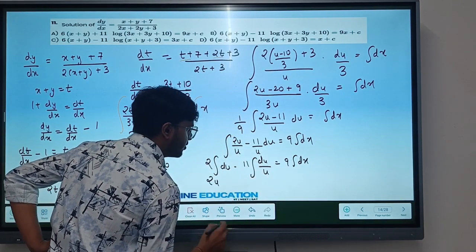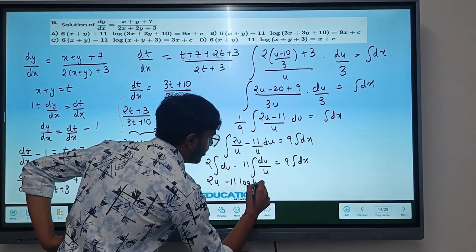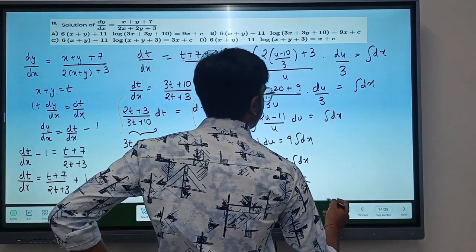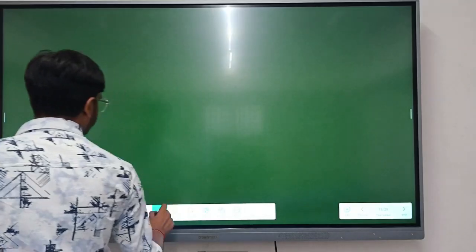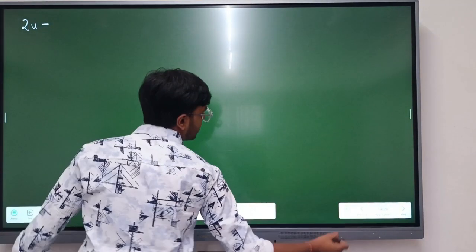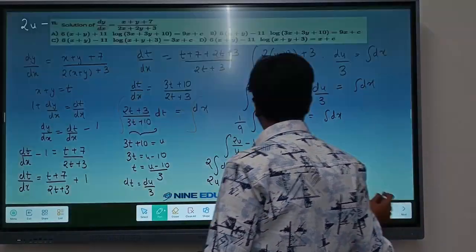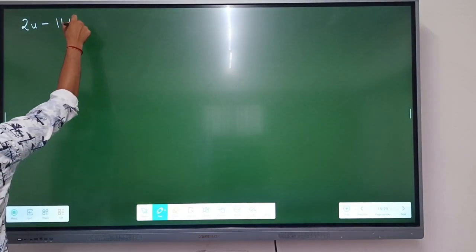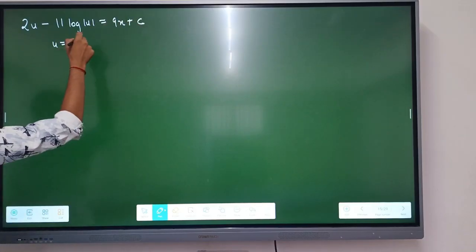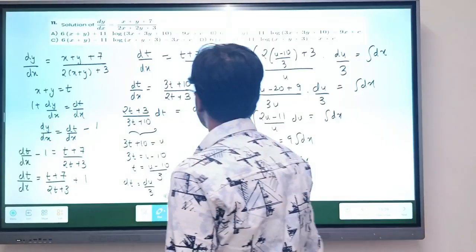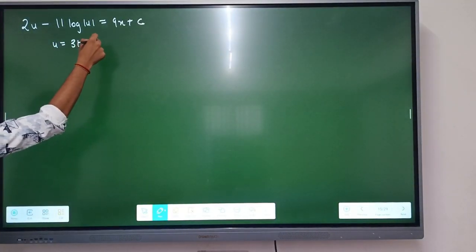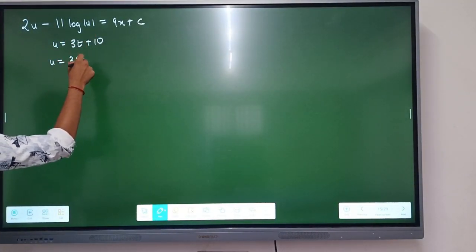So 2u minus 11 log mod u equal to 9x plus c. So what are we getting? 2u minus 11 log mod u equal to 9x plus c. What was u? U was 3t plus 10, right? U was 3t plus 10. And what was t? X plus y.